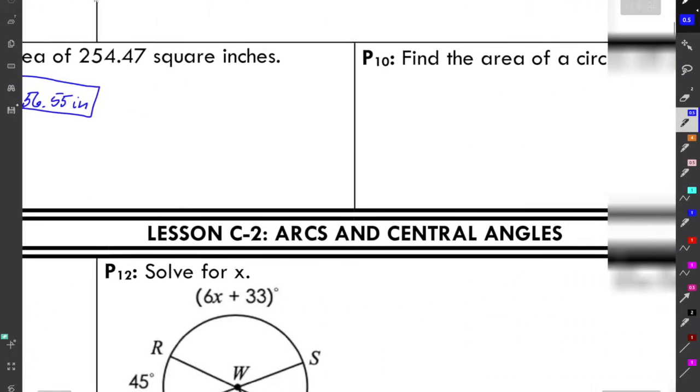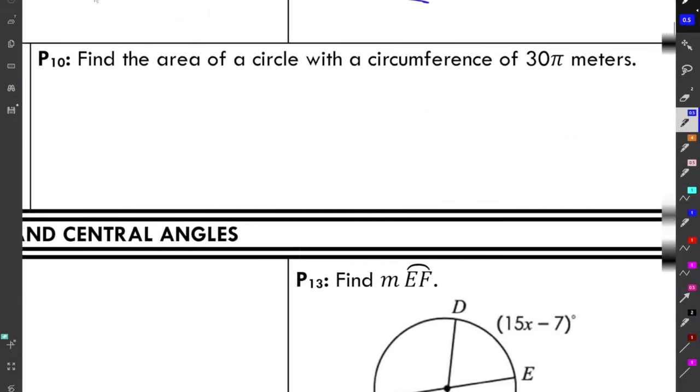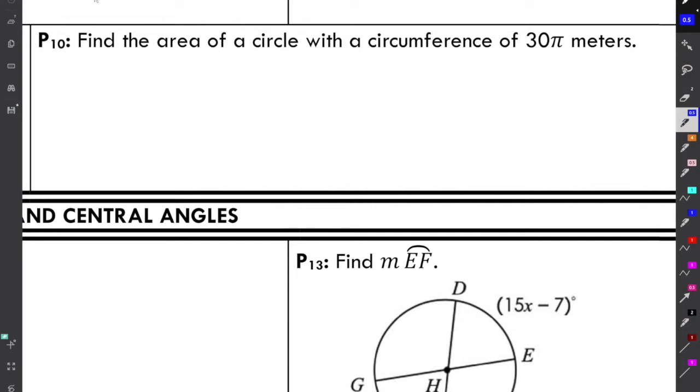Nice. Number 10, kind of going backwards the other way now. Find the area of a circle with a circumference of 30 pi meters. So 2 pi r equals 30 pi. Divide both sides by 2 pi. R equals, so notice that the pi's will now cancel, and then you're left with just 30 divided by 2, which is 15. And that is meters.